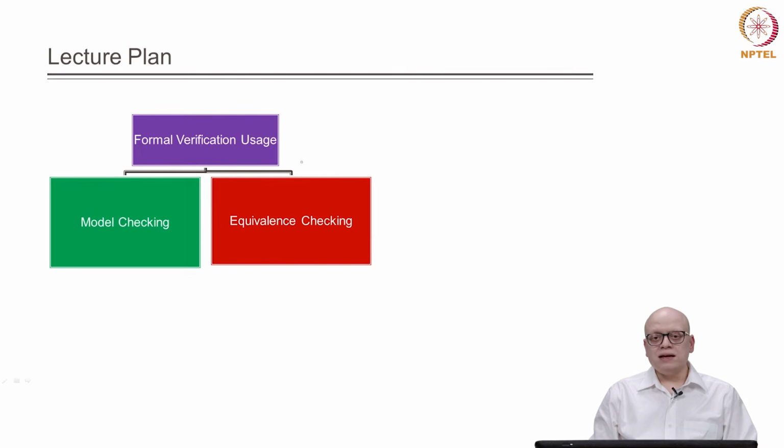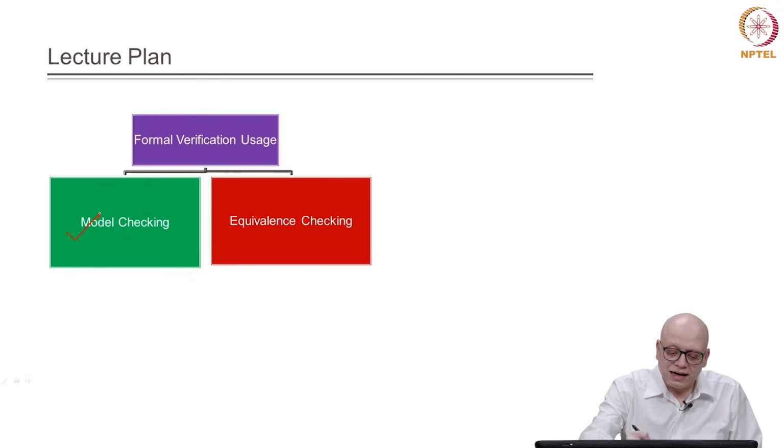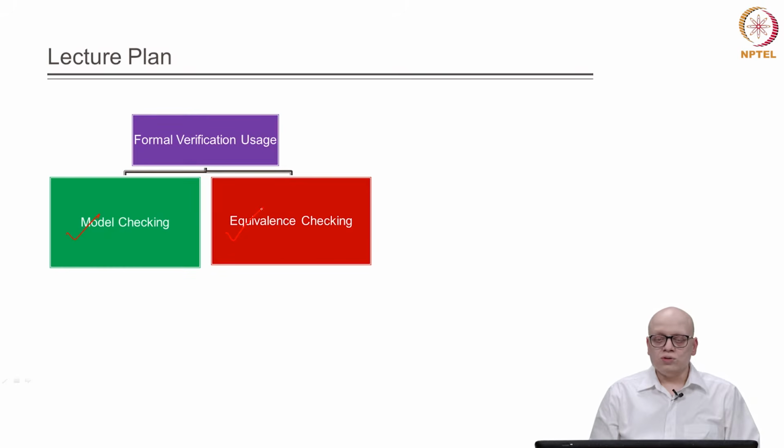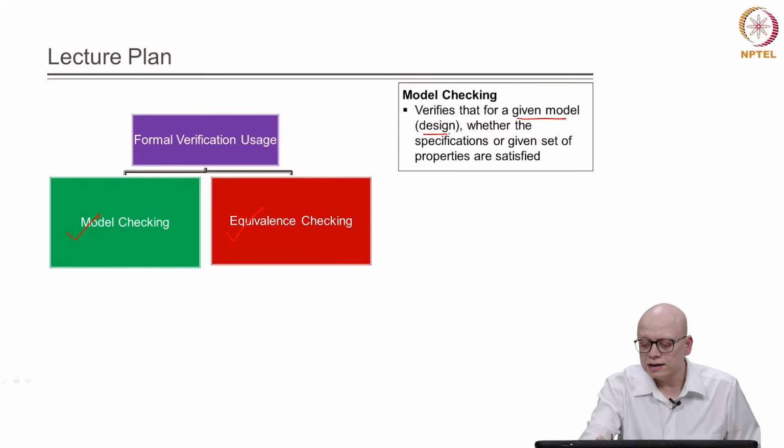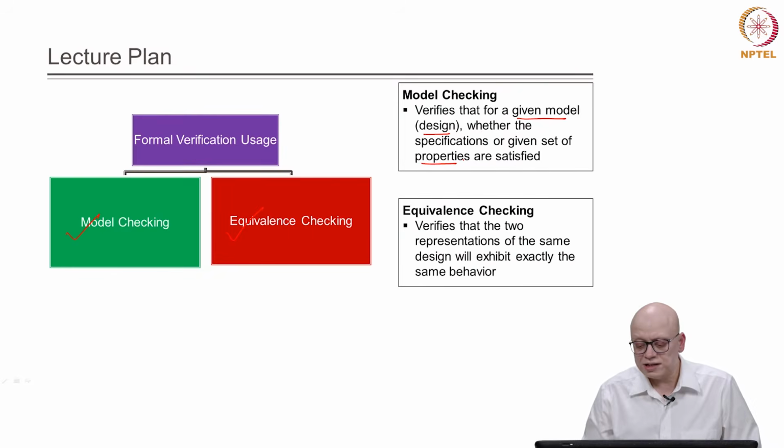So, typically there are two fundamental formal verification tasks that are performed in the VLSI design flow, and these tasks are model checking and equivalence checking. Now, just to recap, what is model checking? Model checking basically verifies that for a given model or design, the specification or a given set of properties are satisfied. And what is equivalence checking?